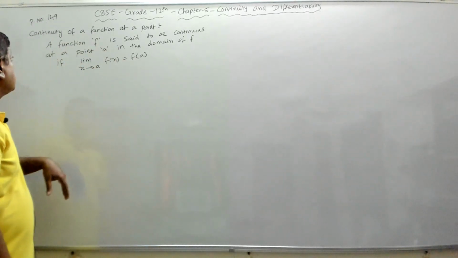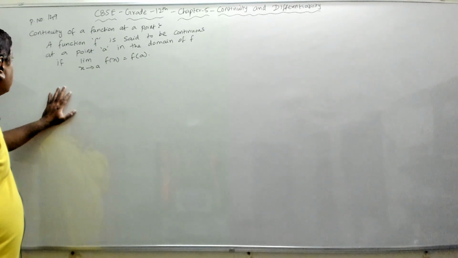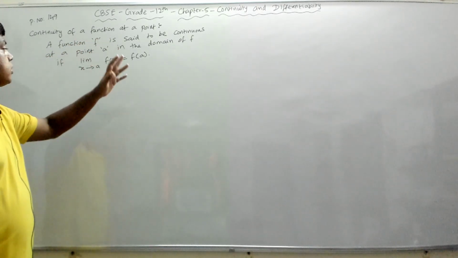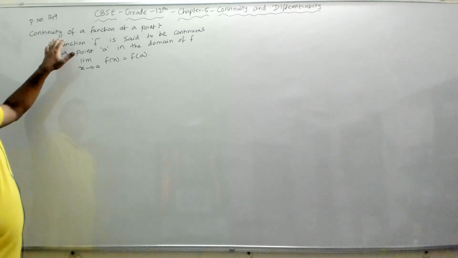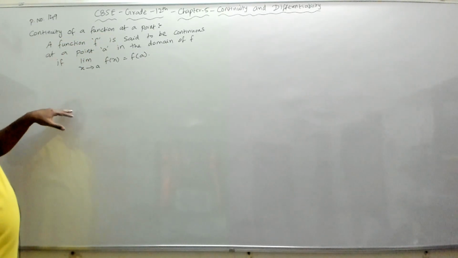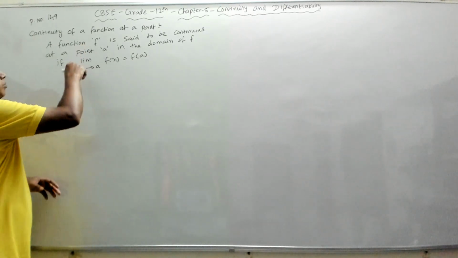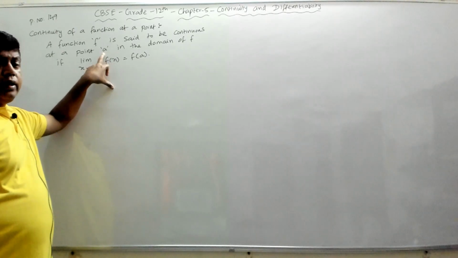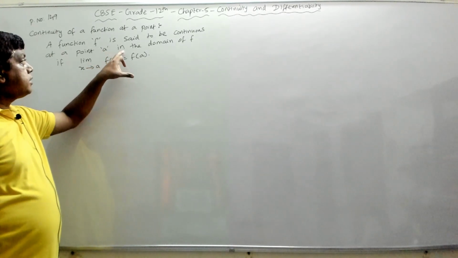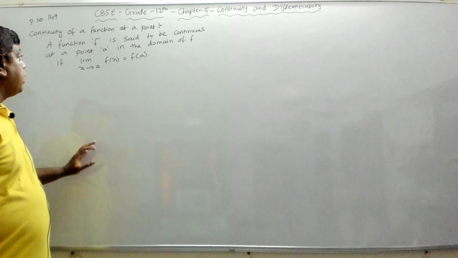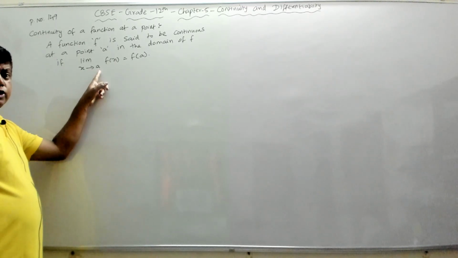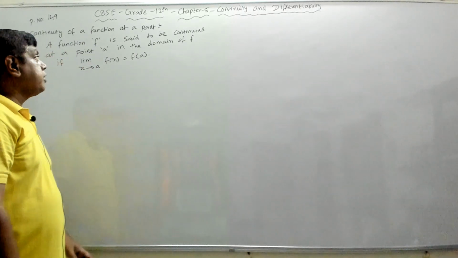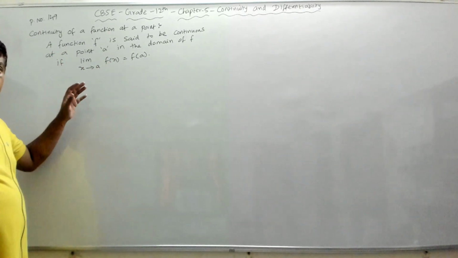I will recap, or revise, what we defined as continuity of a function at a point. A function is said to be continuous at a point a, where the point a is in the domain of f, if limit x tends to a, f of x equals f of a. Then we say f is continuous at the point a. I'm repeating the definition.